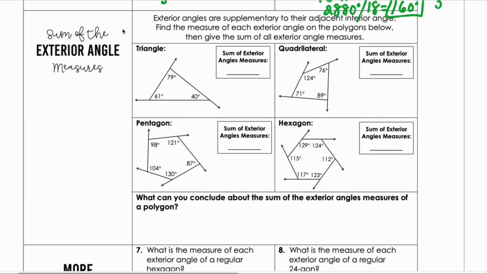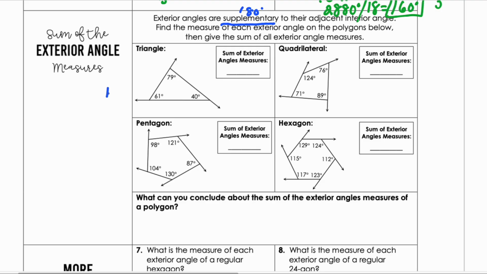Let's look at the sum of the exterior angles. So right here, it tells us that the exterior angles are supplementary to their adjacent interior angle. Find the measure of each exterior angle on the polygons below, then give the sum of all exterior angle measures. Okay, well, we know that supplementary means that two angles are going to add up to 180 degrees. And it has to be the adjacent angles, which makes sense, right? This is a line. So if these two angles are adjacent and they are supplementary, then they're both going to add up to 180 degrees.